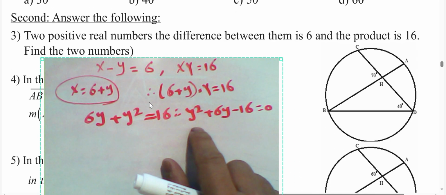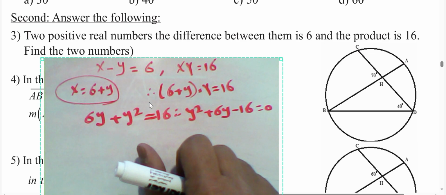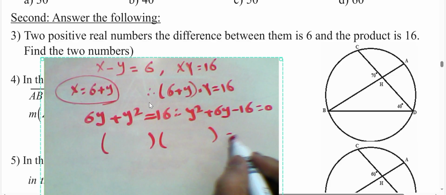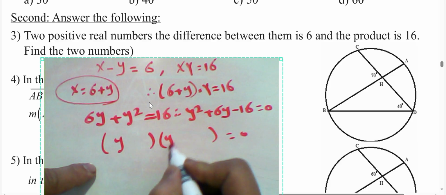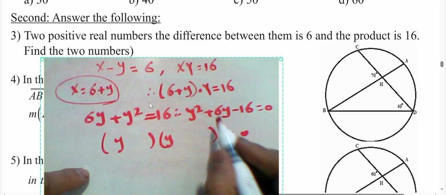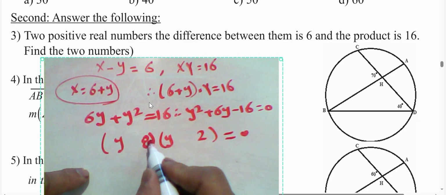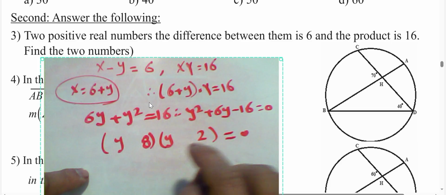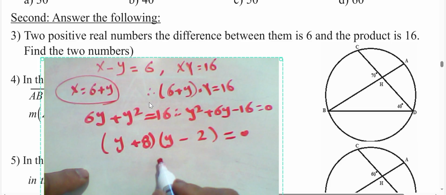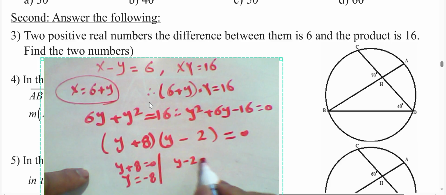Okay, understood? I used the distributive property and then wrote this equation. Next step, I can factorize this expression. y power 2 equals y times y, and 16. We want two numbers whose product is 16 and whose difference is 6, right? 2 times 8 equals 16, and the difference between them equals 6. The greater number will be positive and the other negative. Then y plus 8 equals 0, meaning y equals negative 8, or y minus 2 equals 0, then y will be 2.